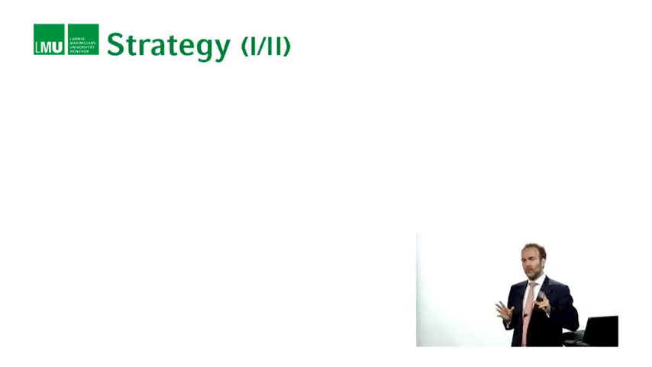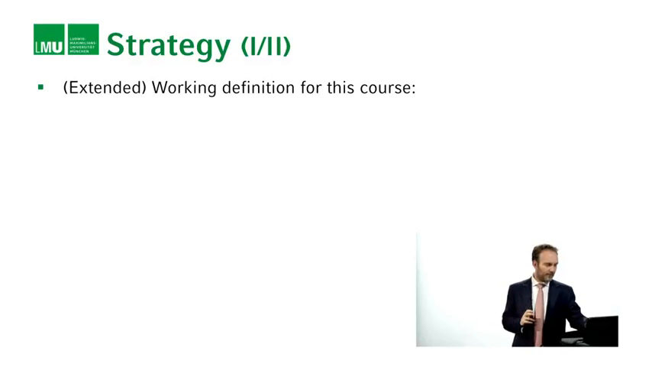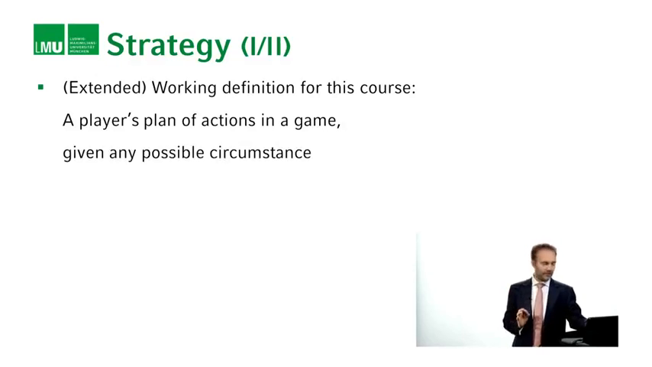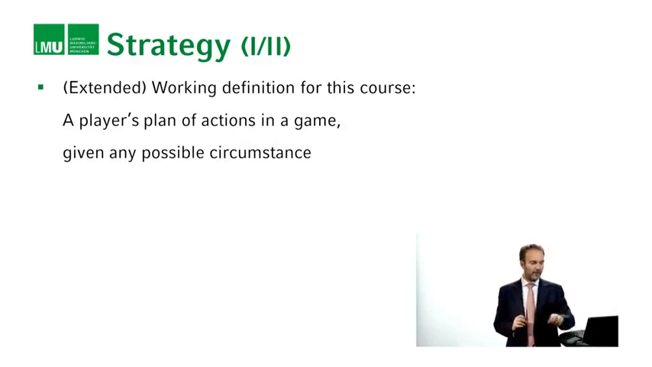Now, one thing I think that wasn't quite clear was what a strategy actually means. So what is a strategy here? A strategy, and we used that again in the first week, the extended working definition for this course is that a strategy is a player's plan of actions in a game given any possible circumstance. So important here is the player's plan of action in a game. We're making this plan before we start the game, given any possible circumstance. Given any time I might have to make a decision, I have to have a plan before the game starts. That's the concept of a strategy.